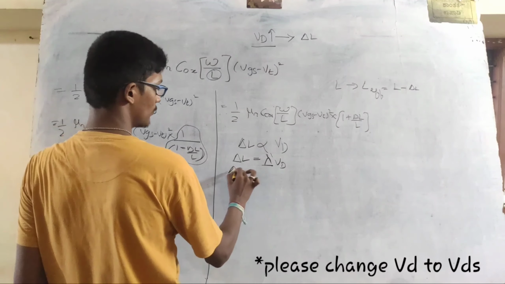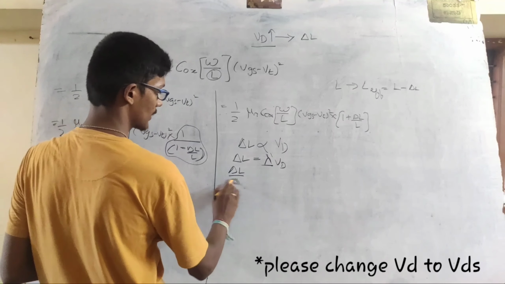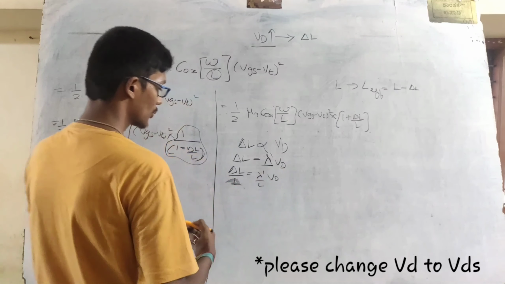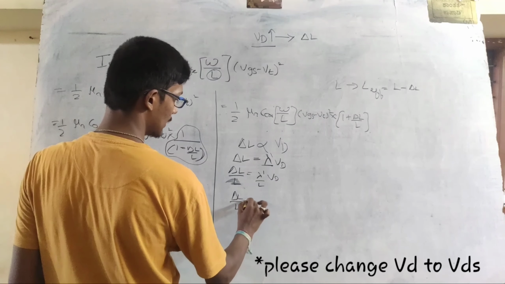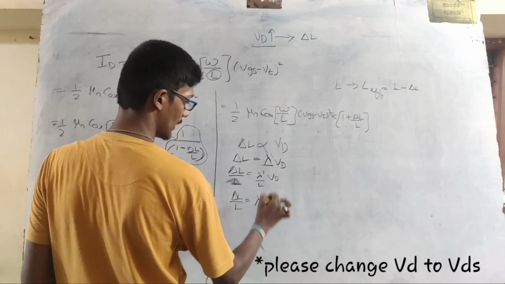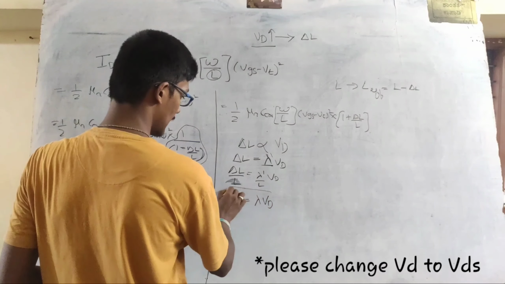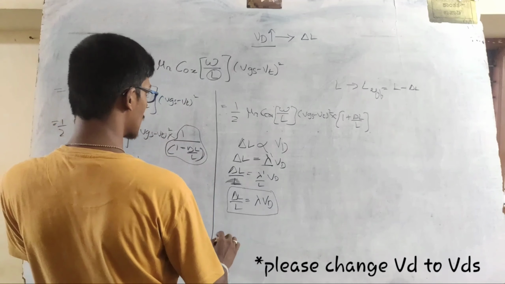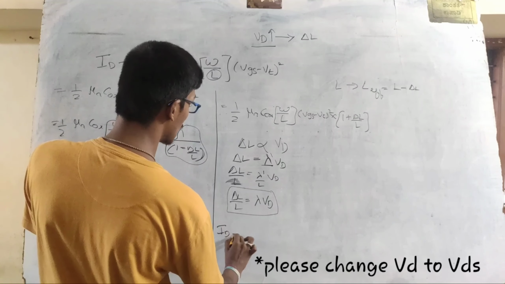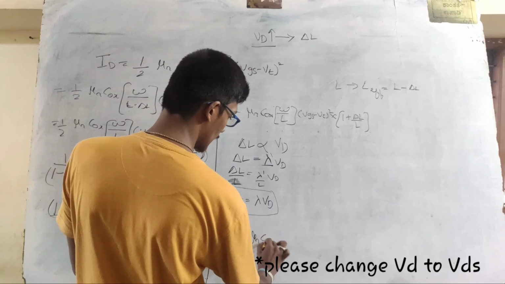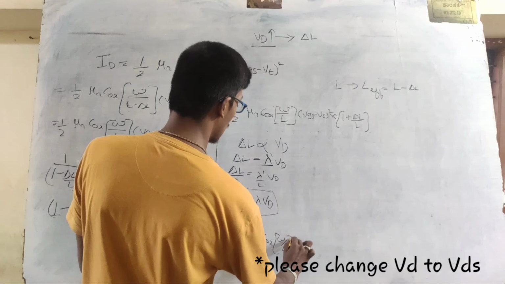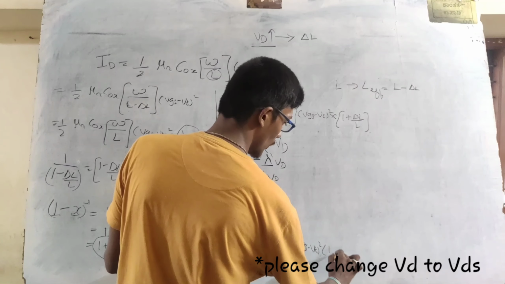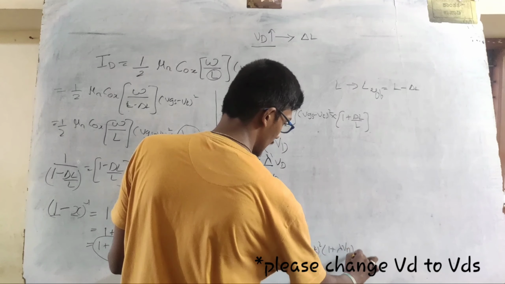Fine. I'll divide by L on both sides. So delta L by L is equal to lambda dash by L into VD. So I'll write delta L by L is equal to lambda into VD. I'll replace delta L by L with lambda VD in this equation. So my final equation will be ID is equal to 1 by 2 mu n COX W by L, (VGS minus VT) whole square into (1 plus lambda VD).